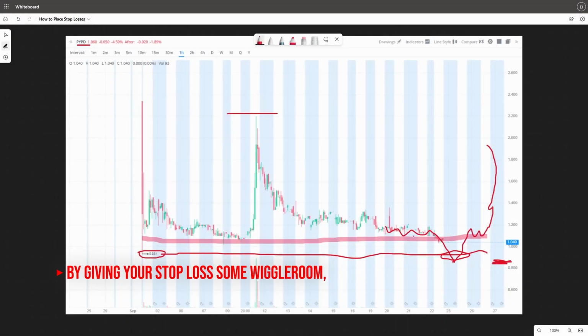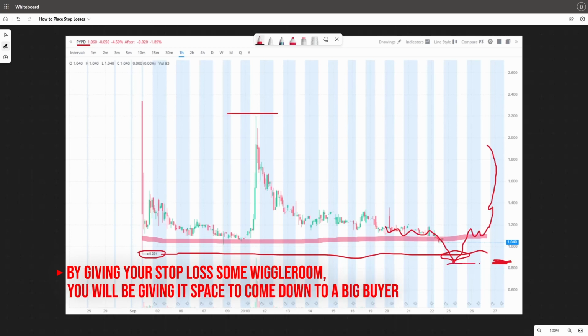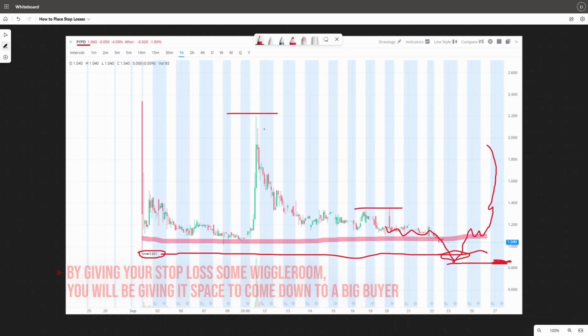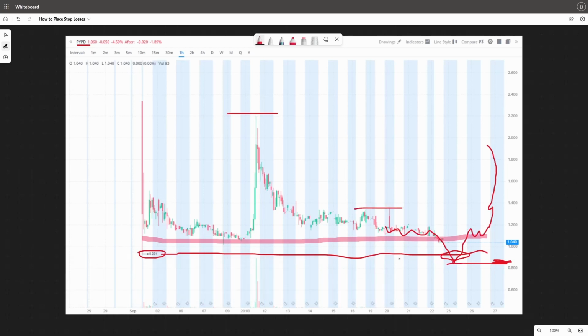So by giving your stop loss wiggle room to the nearest round number under your support, you'll be giving it room in case it does dip down there and a big buyer steps in. Then you won't be stopped out when they buy it up and make the stock rip back up to $1.20, $1.40, $2, like we said earlier. So that's why it's important. You want to put your stop loss under the nearest round number below the swing low of whatever chart you're trading. Let's go on to another example.